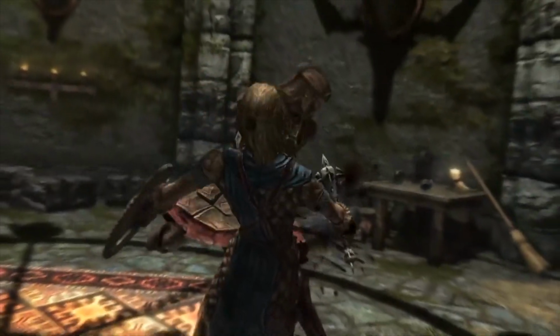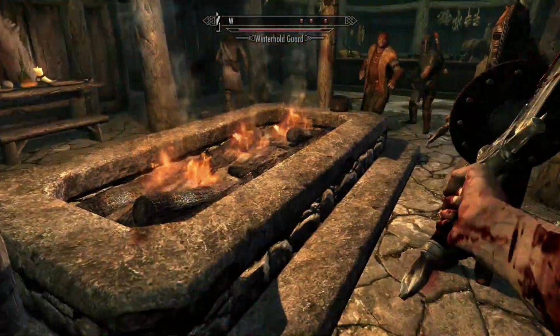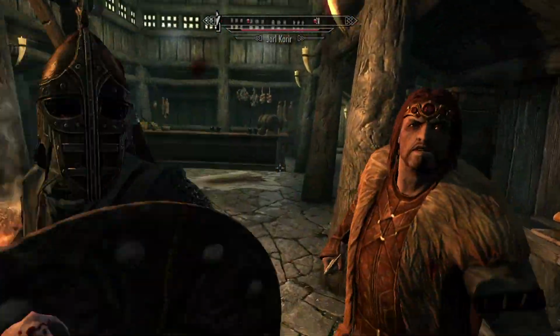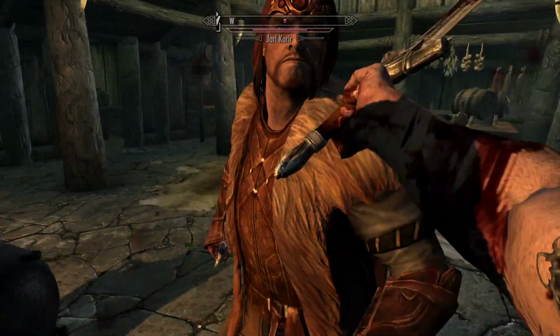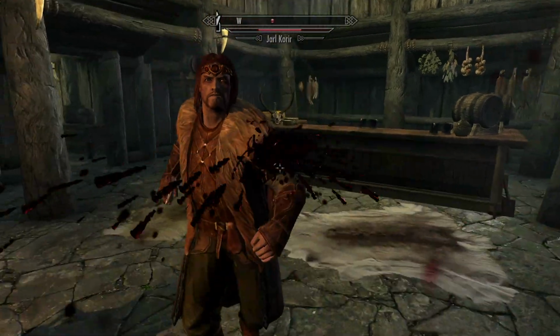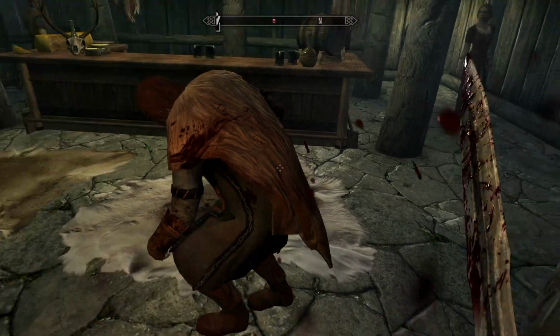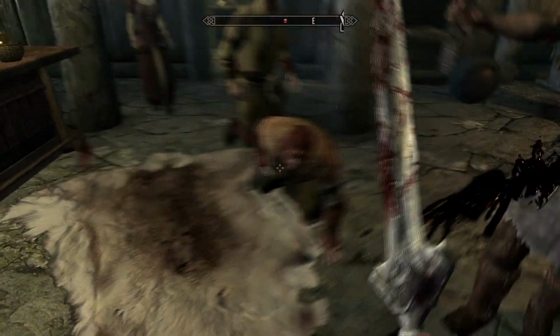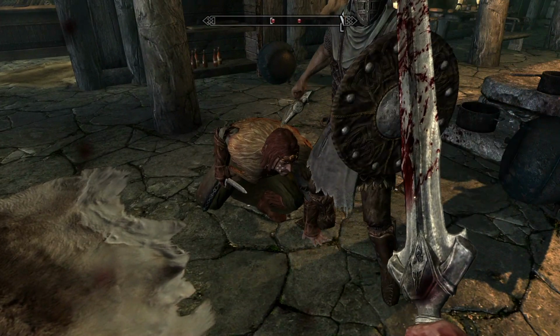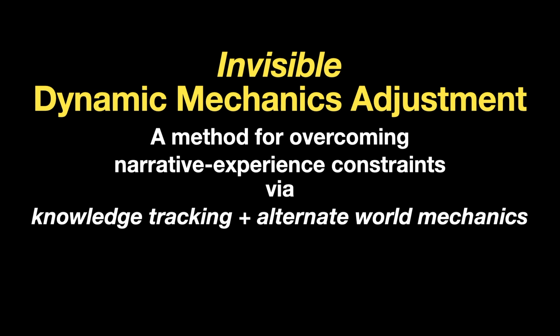In it, you can attack and remove enemies in the world. However, Skyrim has an overarching narrative that depends on key characters performing key things at key times. And if you try to remove a key character from the world, you cannot. Skyrim does not let you break the overarching narrative's coherency, leading to an inconsistent experience. We overcome this constraint by tracking player knowledge and shifting between alternate world mechanics. We call this method Invisible Dynamic Mechanics Adjustment.